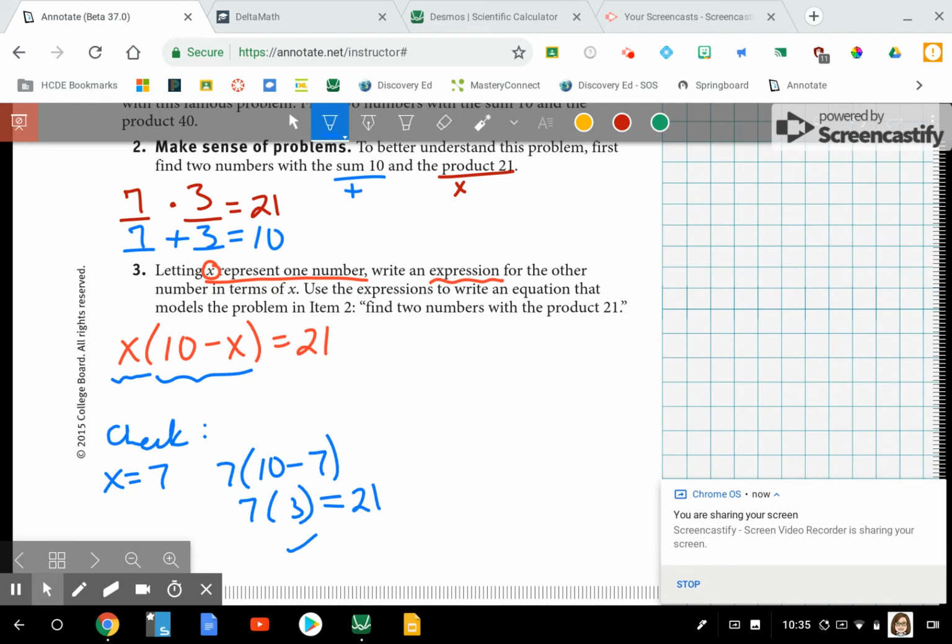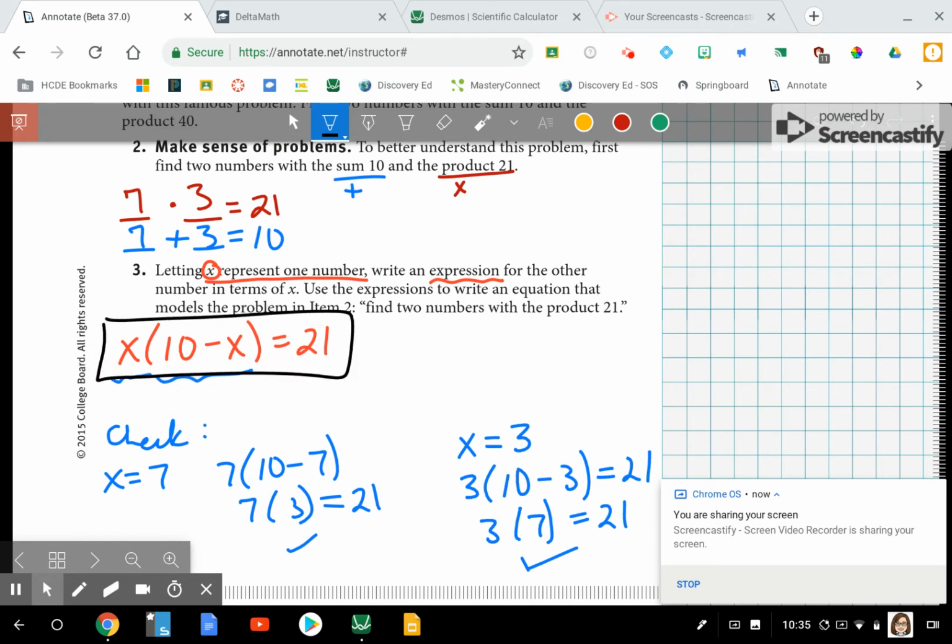We checked it. Okay, what if x had been 3? So again, we do 3 and plug in 10 minus 3. This should equal 21. Let's see, we get 3 times 7 equals 21. So it does check out. So this function represents that relationship that we looked at in number 2. We're going to use this function as a quadratic and solve for it in just a second.